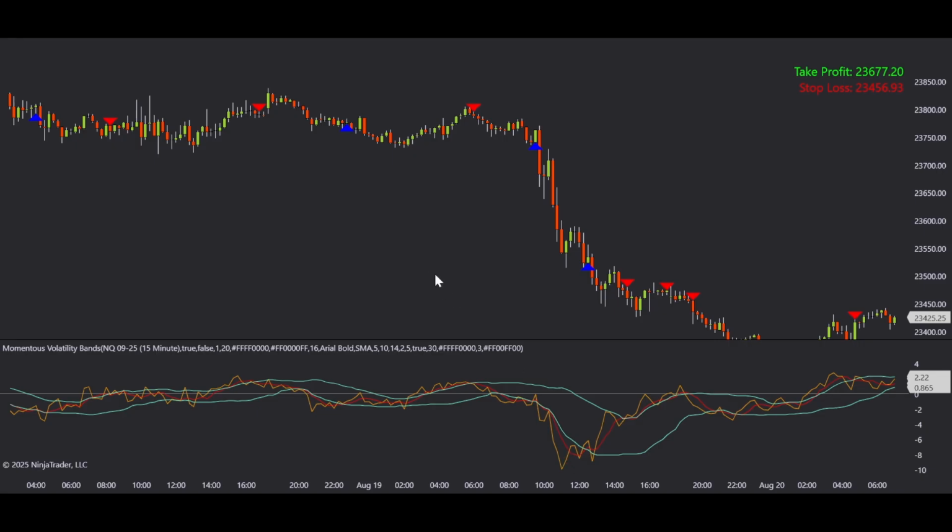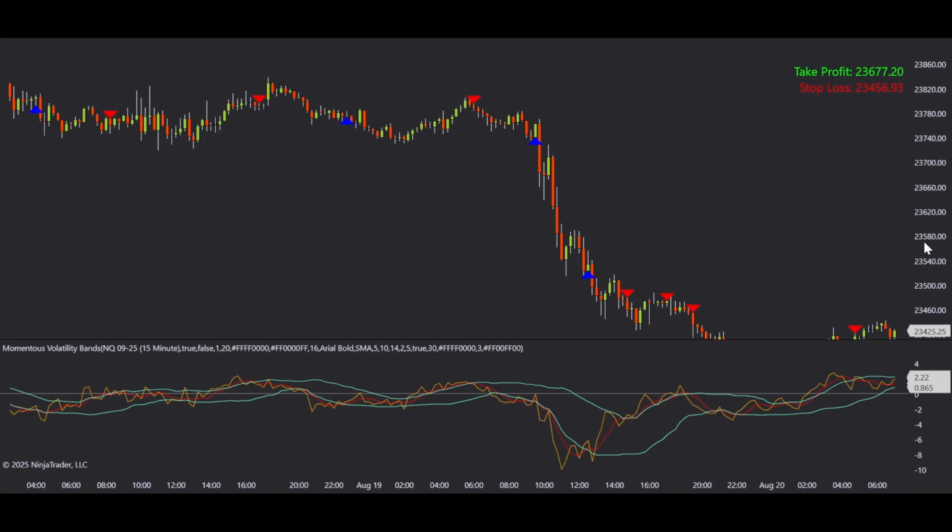So one way to use this, and actually before I move on, let me mention the alerts. The buy and the sell alerts will correlate when the red line crosses the volatility bands. So for instance, this buy alert correlating when the red line crosses above the volatility band. And then of course we see the sell correlate with the red one crossing below it here.